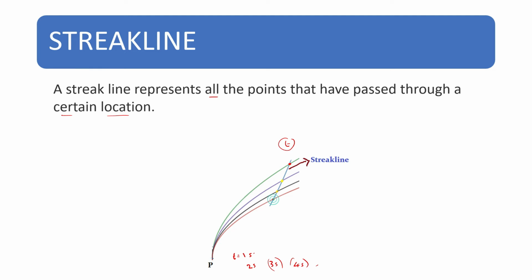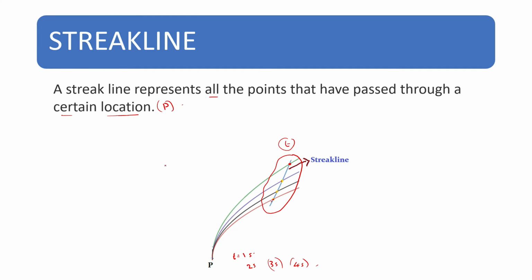So these fluid particles were passing through the same point. If you take a snapshot of this at a particular time, you will get a streak line. So the streak line connects all these points. This is how you define the streak line. A streak line represents all the points that have passed through a certain location. Here, the location is P.